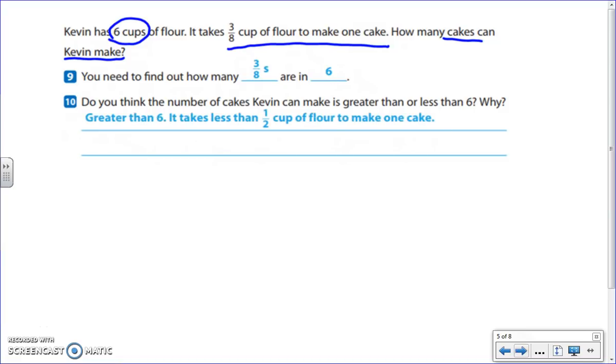So in this case, it explains, okay, well, we're definitely going to have more than 6 cakes made because we have less than a cup of flour per cake. And so we have even less than 1. We have less than a half of a cup of flour to make 1 cake. So that's the rationale there. So that's going to help us to determine if our answer is accurate here in a second.